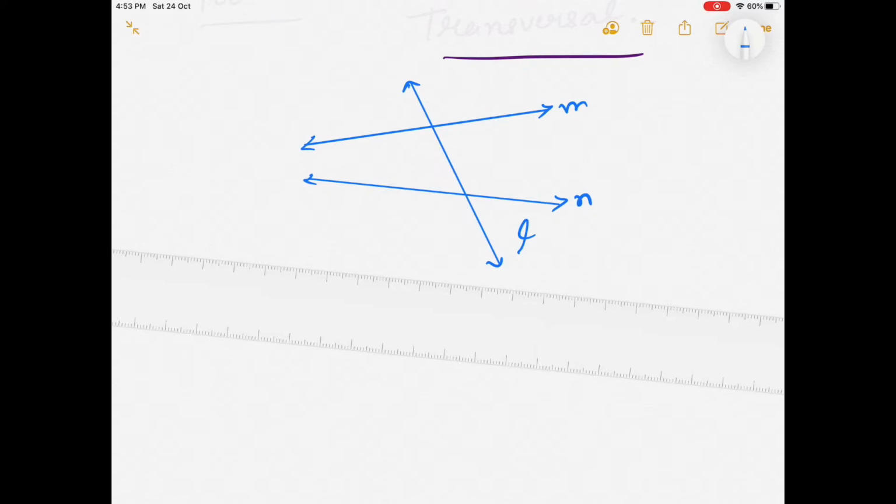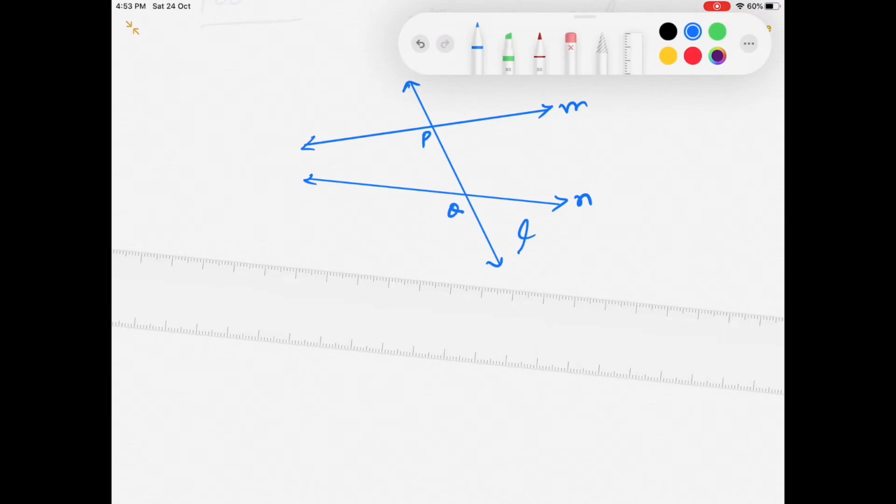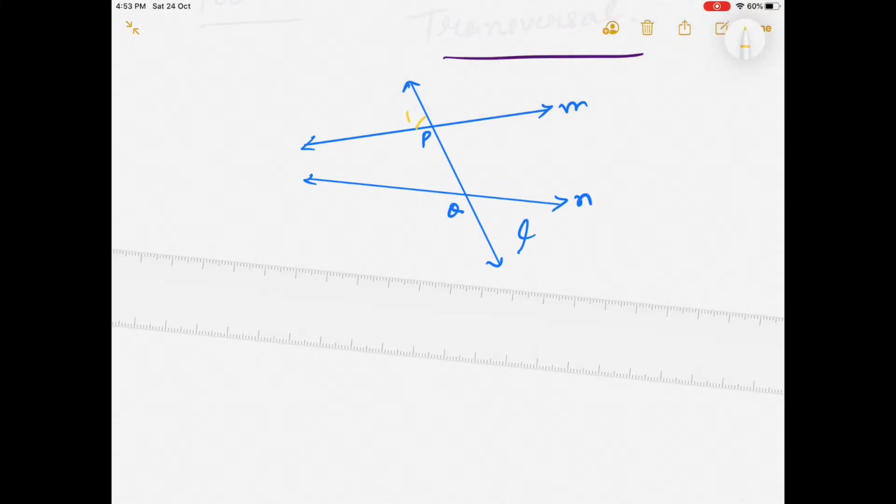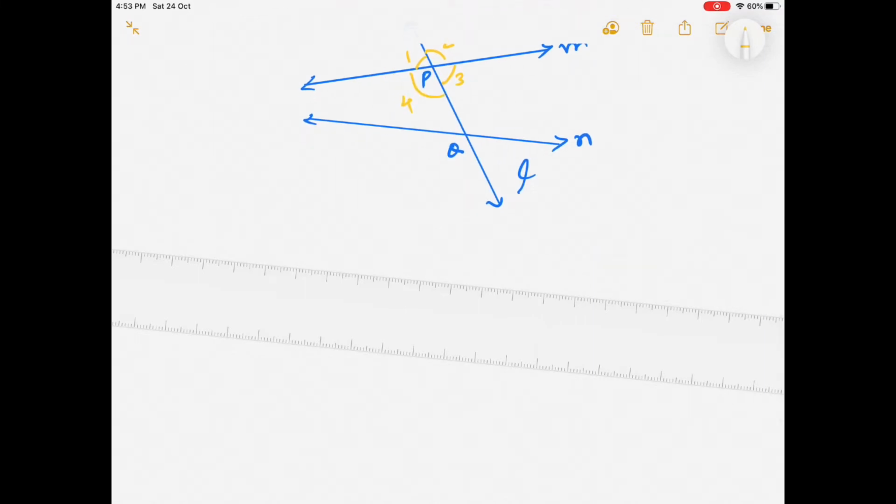Observe that four angles are formed at each of the points P and Q. This is point P and this is point Q for you. So four angles are getting formed at these two points. Now what are these four angles? Angle 1, angle 2, angle 3 and angle 4. These are four angles formed at point P. Now angle 5, angle 6, angle 7 and angle 8. These four angles are getting formed at point Q.